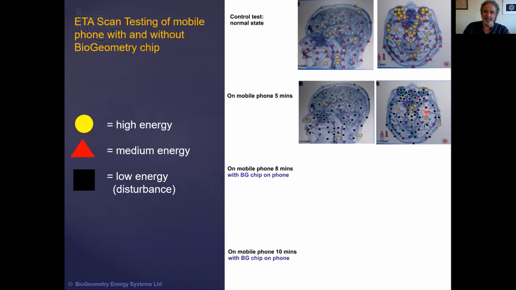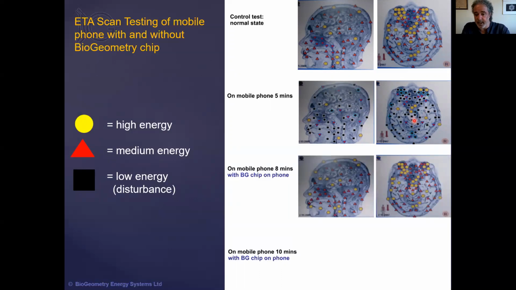Now it gets interesting though. Now we see the subject using a phone for 8 minutes, which means longer than what we have here. But the difference is this is a phone with a biogeometry chip on it. And this is the result. Now, if you compare this obviously to the previous one, the change is dramatic. What is more relevant is that it is more comparable with the normal state. So using the phone for 8 minutes, one can actually say it kind of didn't really have any effect on the flow of energy through the energy conduits, meridians in the head.